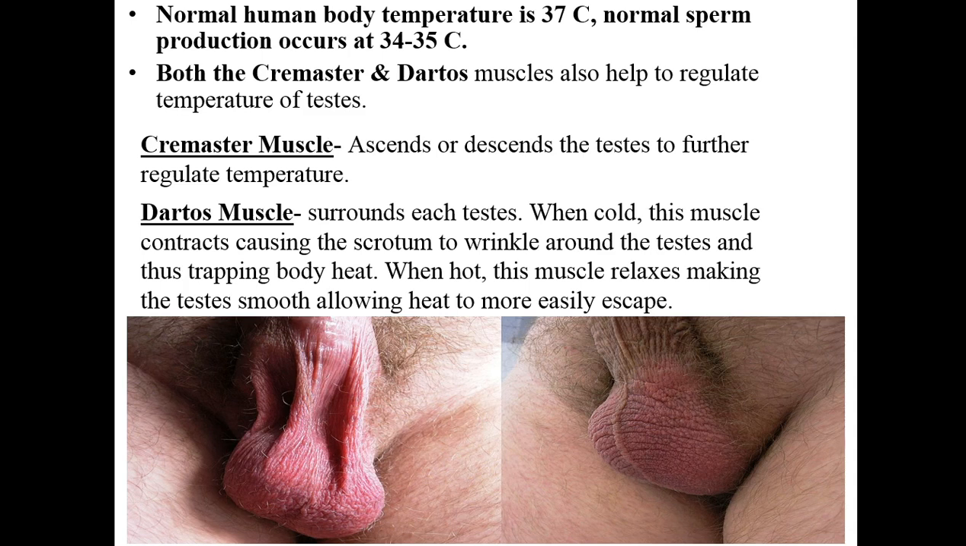Now with the dartos muscle, so the cremaster muscle goes up and down. The dartos muscle, when it's cold, this muscle contracts and it causes a wrinkling of the scrotum to occur, which we can see in the picture to the right. We can also see that the cremaster muscle has pulled those testes up closer to the body cavity. But when the wrinkling occurs, that traps heat in the testes to keep them at that temperature for normal sperm production. When it's hot, this muscle relaxes and it allows the skin to kind of smooth out, and that just makes it easier for heat to escape.